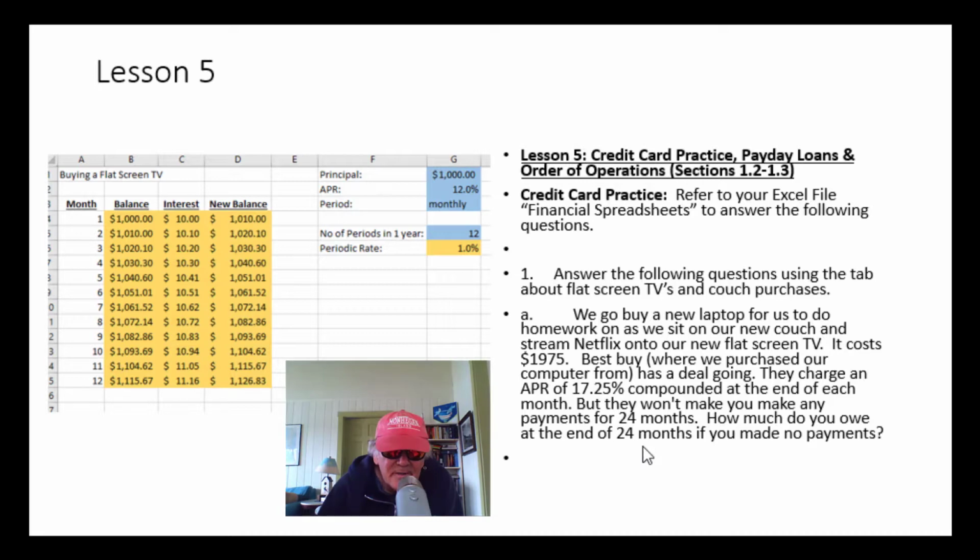So it costs $19.75. Nice Buy, where we purchased our computer from, has a deal going. They charge an APR, which is an annual percentage rate, of 17.25% compounded at the end of each month. But they won't make you make any payments for 24 months. How much do you owe at the end of 24 months if you make no payments? So that's our first scenario. I'm going to pull up an Excel file here and we'll get to work on it.